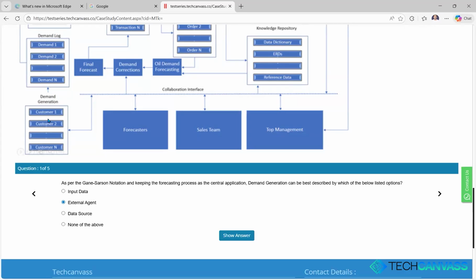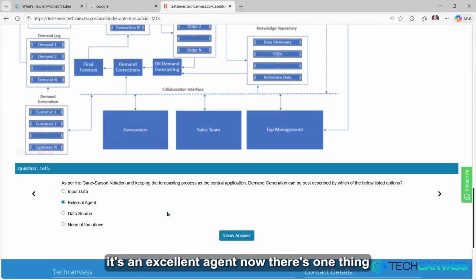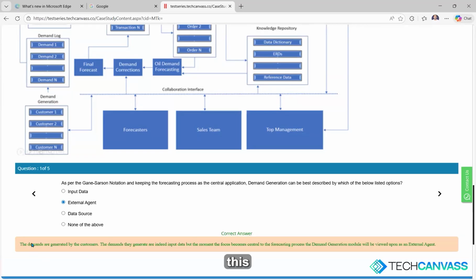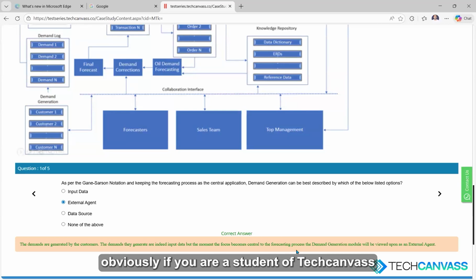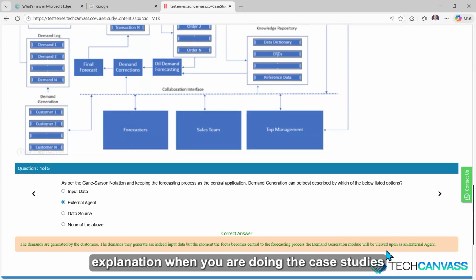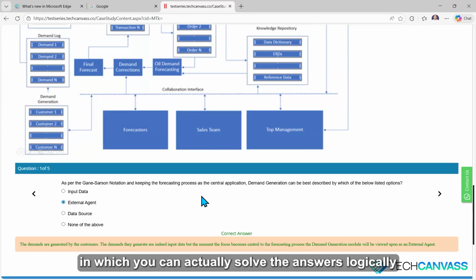Make sense? Yeah. It's an external agent. Now, the way we have deduced this answer is quite different from the explanation that is given here. But this is another way that I told you. Obviously, if you are a student of Techcanvass, you will see this explanation when you are doing the case studies. That's one way. But I told you the other side of it, the other way in which you can solve the answers logically.